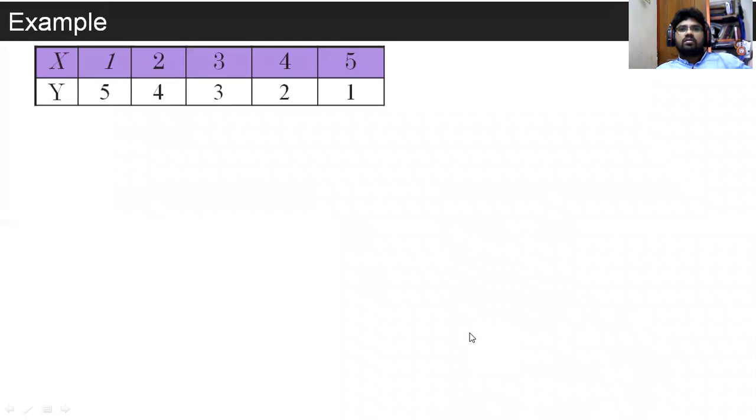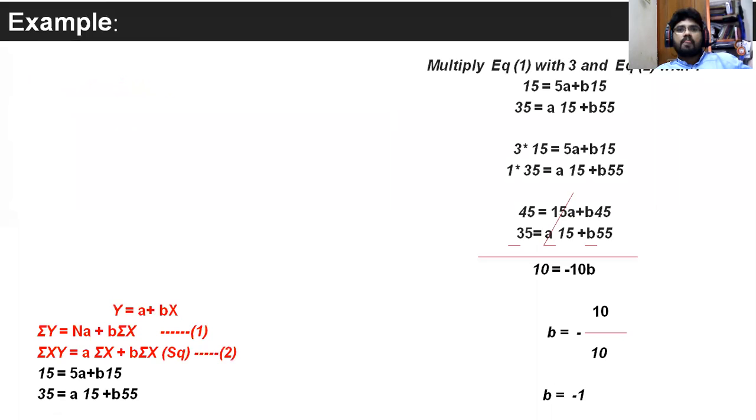Then we will take one example: here 1, 2, 3, 4, 5 and 5, 4, 3, 2, 1. Then we will see how we can estimate, or how we can forecast, the future values.